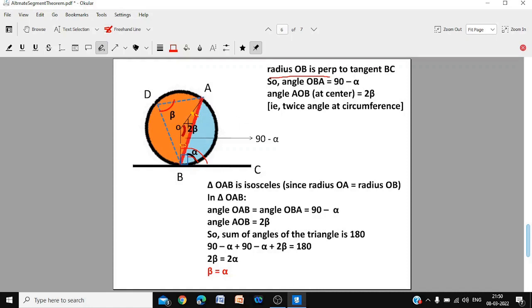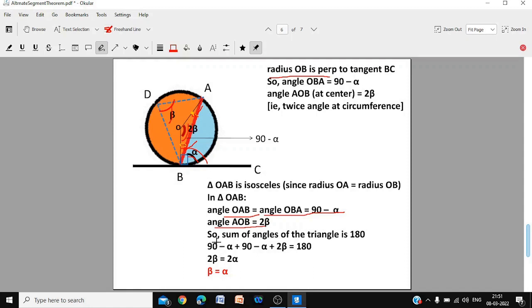And the angle at the center is twice beta. Why? Because the angle at the center is twice the angle at the circumference. So we have in this triangle, angle OAB equal to angle OBA equal to 90 minus alpha. The full is 90 because radius is perpendicular to the tangent, and this is alpha given, so the remaining one will be equal to 90 minus alpha. And the angle AOB is twice beta because it is double the angle at the circumference.